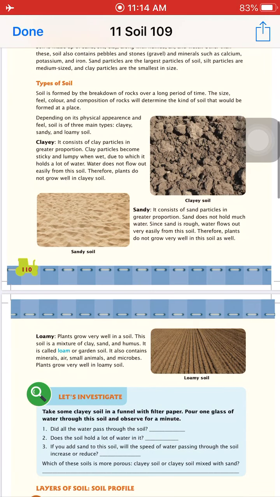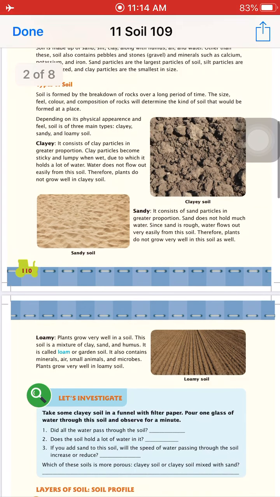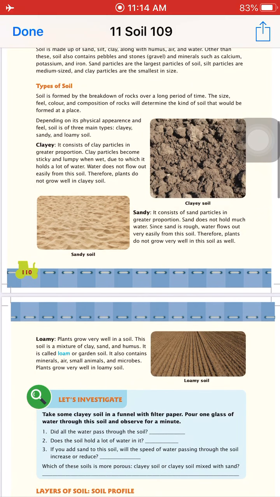Now we learn about the types of soil. The type of soil depends upon its physical appearance and feel. These are some factors on which a soil depends. First is the physical appearance of that soil, and feel. Okay, now we discuss firstly clay soil.